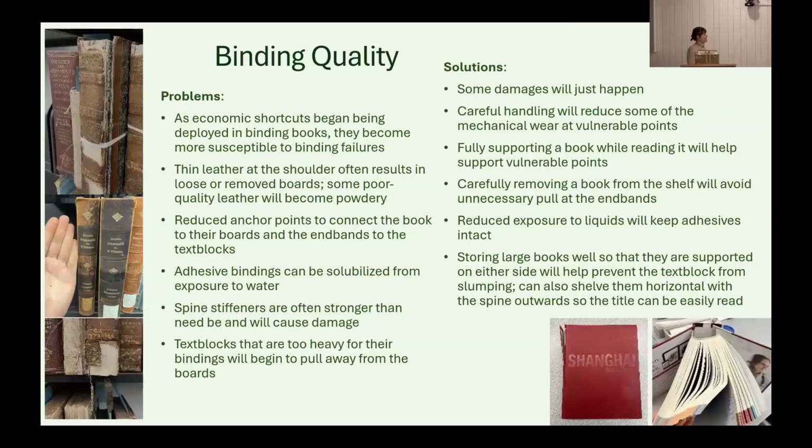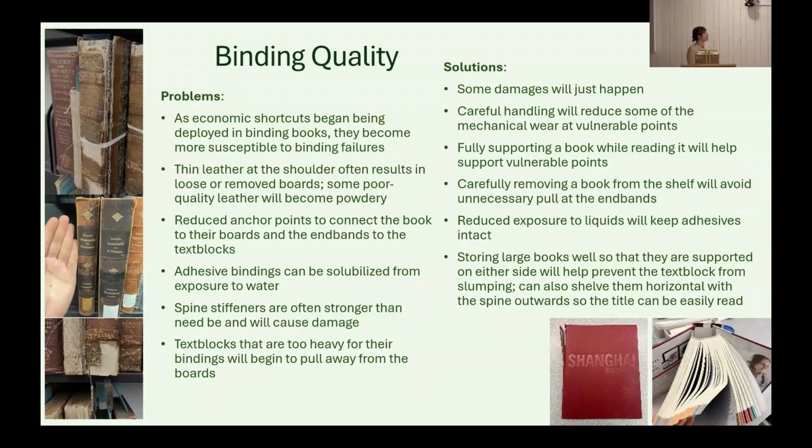And then the binding quality. There are lots of reasons your book might fall apart. As we said, all those economic shortcuts. Leather began to be thinner as the centuries went on, so people didn't have to use as much material. That thin leather can cause a lot of damage at the joints, so the boards will separate. It can also start to powder over time, and it'll coat your hands in a red powder, which is very easy to spread. So don't wear white, especially around old books.